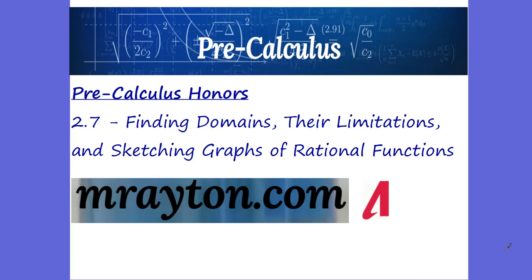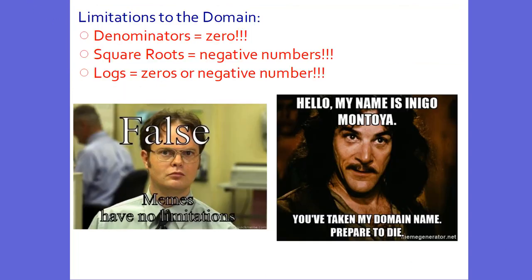This is section 2.7, finding domains, their limitations, sketching graphs of rational functions. We're finishing off chapter 2, which is polynomial and rational functions, and we are finishing it off today. So let's get to this.